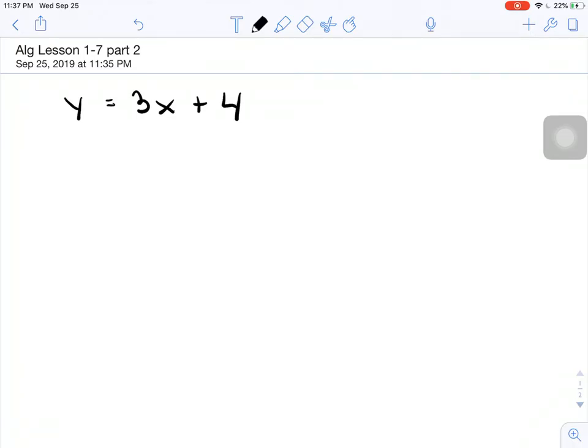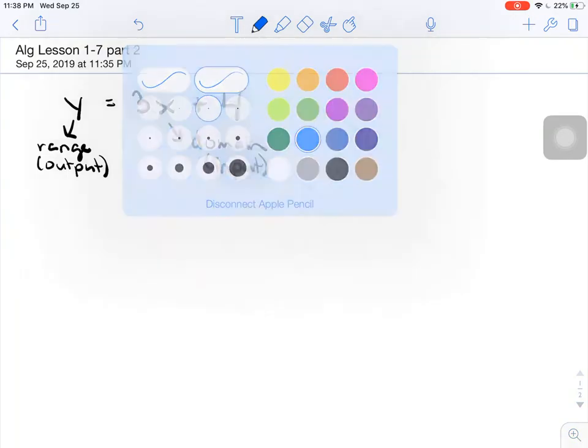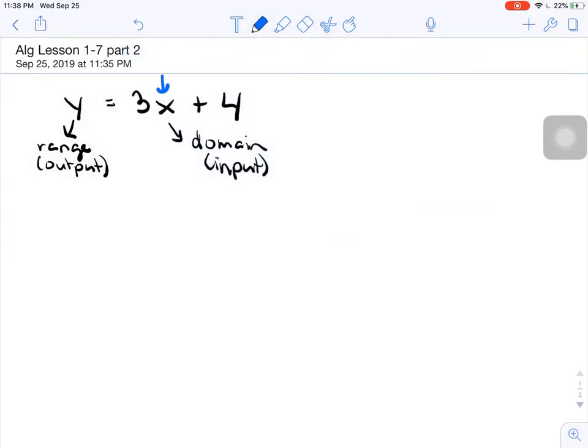We already know from working with graphs and working with relations that x is the domain or the input. And we already know that y is the range or the output. So basically, I would fill a number into the input, and it would give me an answer, which is the output. Function notation still uses inputs and outputs. It just changes what this looks like a little bit.